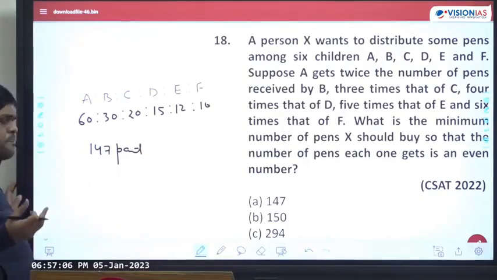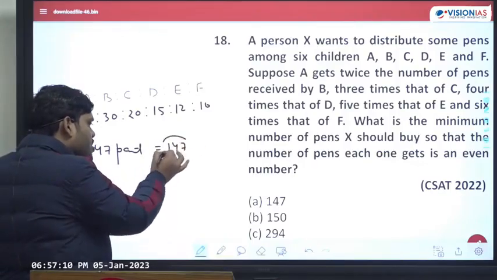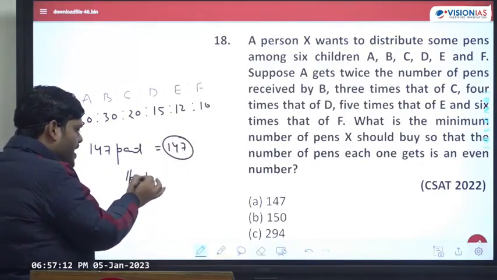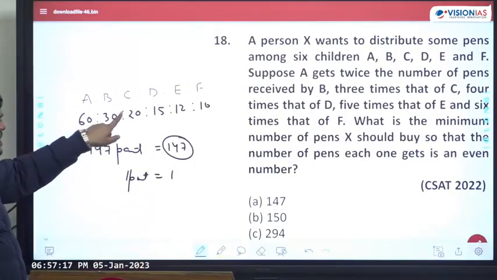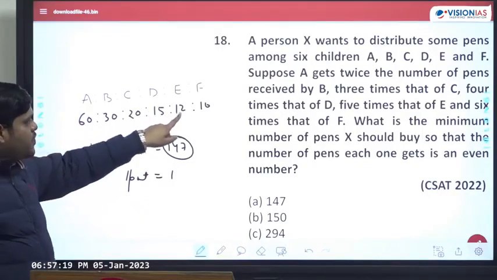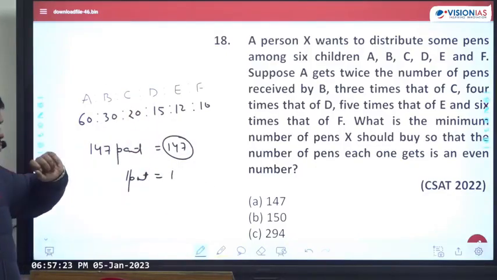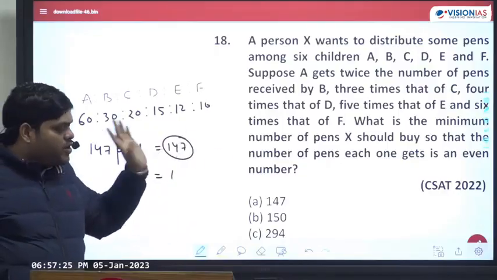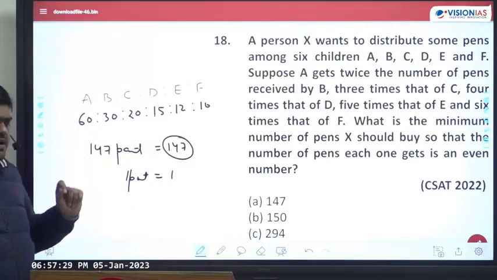Suppose I take the number of pens equal to 147, so one part is equal to 1. That means this person has 60 pens, this has 30, this has 20, this has 15, 12 and 10. But the problem here is one person will have an odd number of pens, but we should have an even number of pens. So how is this possible?